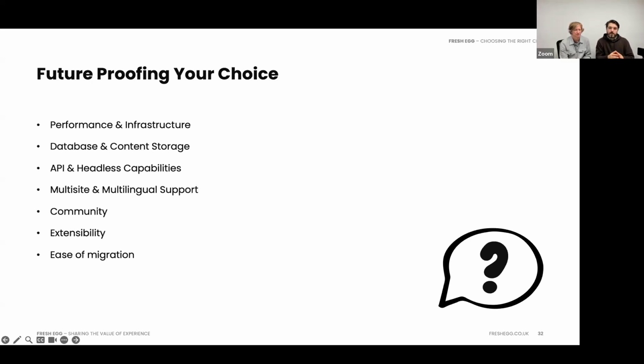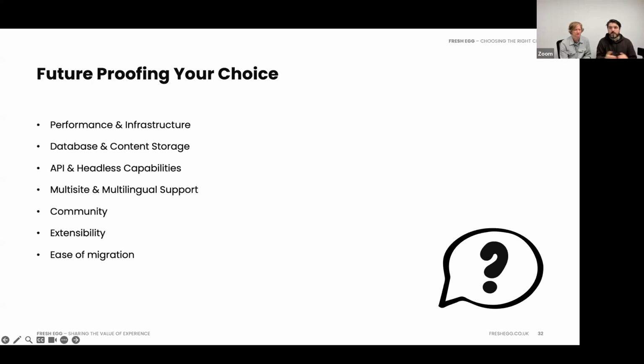You might want to be looking at terms like, does it offer load balancing? So this is where you might have multiple servers running your website, and they can split the effort, if you will, to load it. Database and content storage. So how is it storing your content?